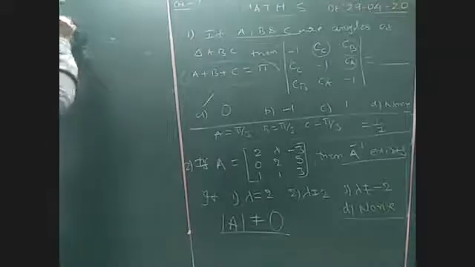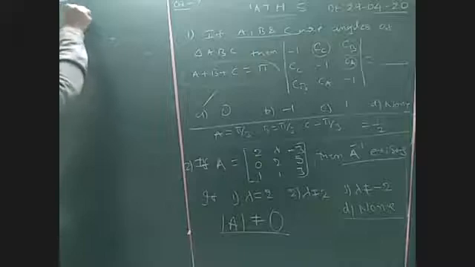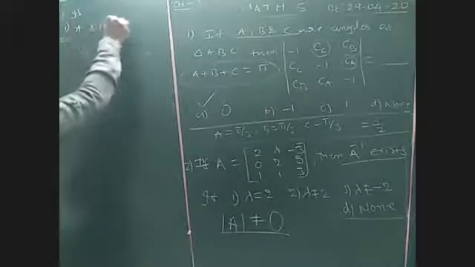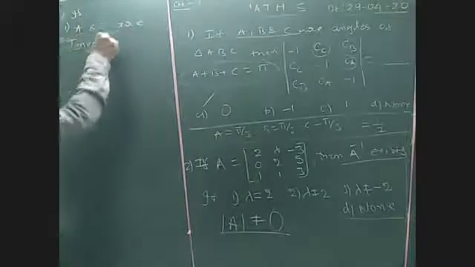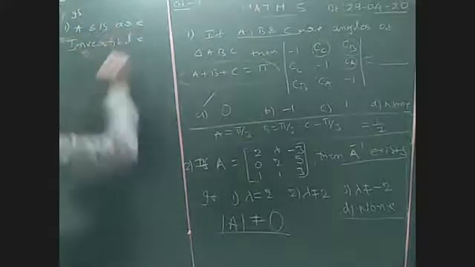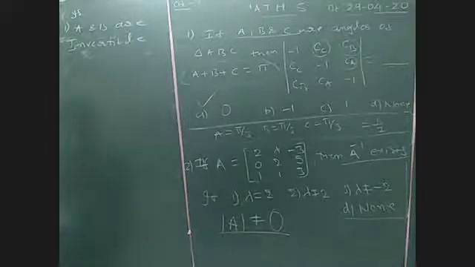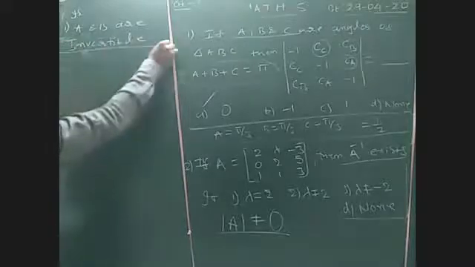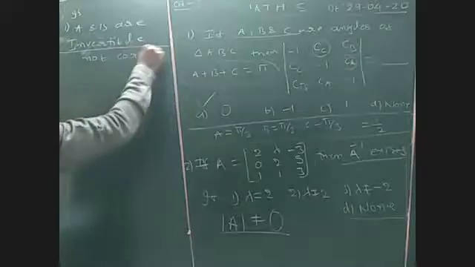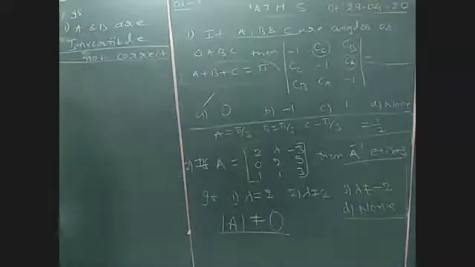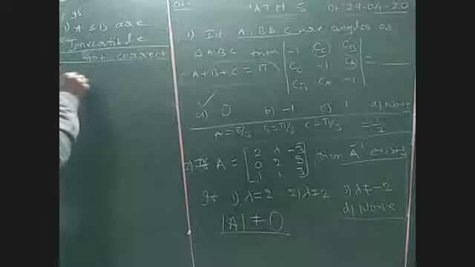And one of the questions is given like: if A and B are invertible, then which one of the following is not correct? First option.